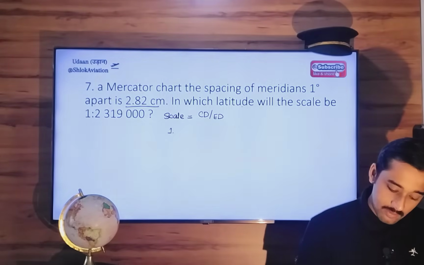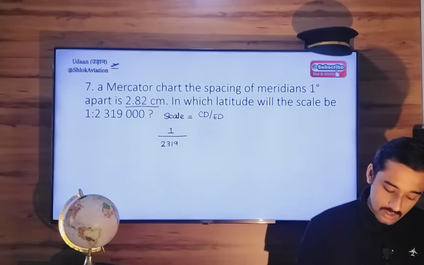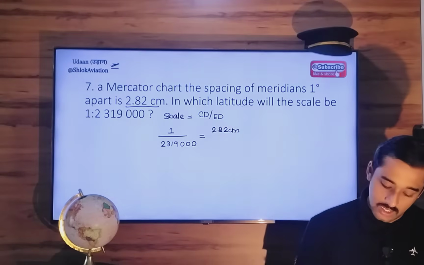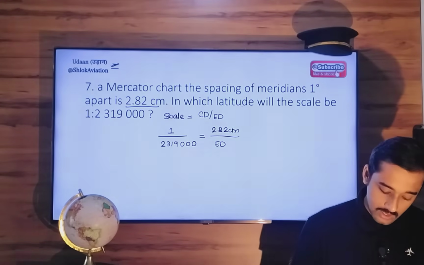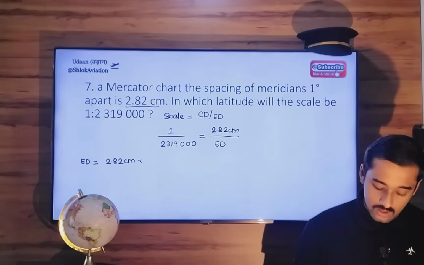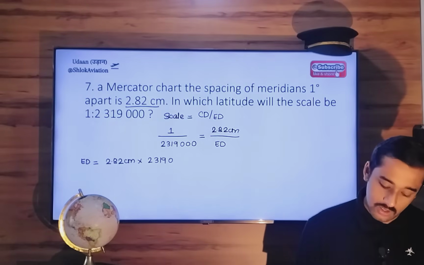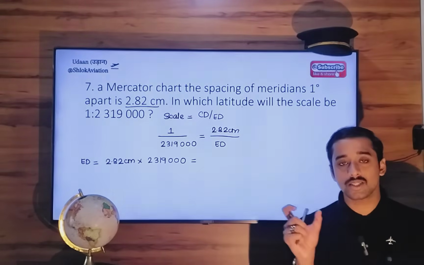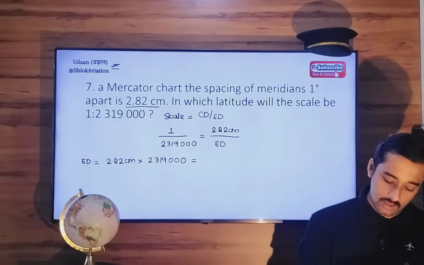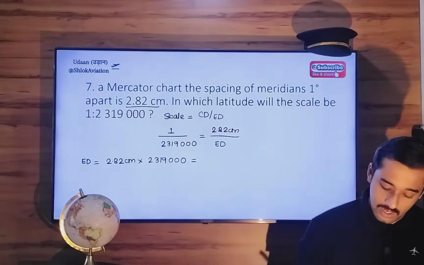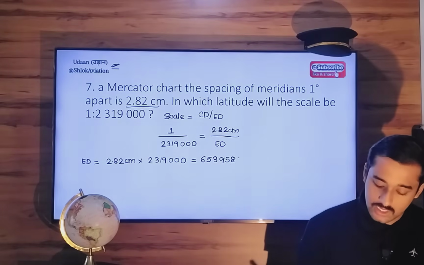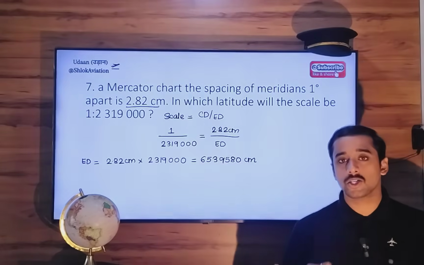What is scale? 1 divided by 2319,123. Chart distance is 2.82 centimeter. Earth distance we do not know. Now cross multiply. Earth distance will be equal to 2.82 centimeter multiplied by 2319,123. Now when you multiply this, you get earth distance in terms of centimeter. So 2.82 multiplied by 2319,123. That is 6539580 centimeter. Now convert this centimeter into corresponding nautical miles.